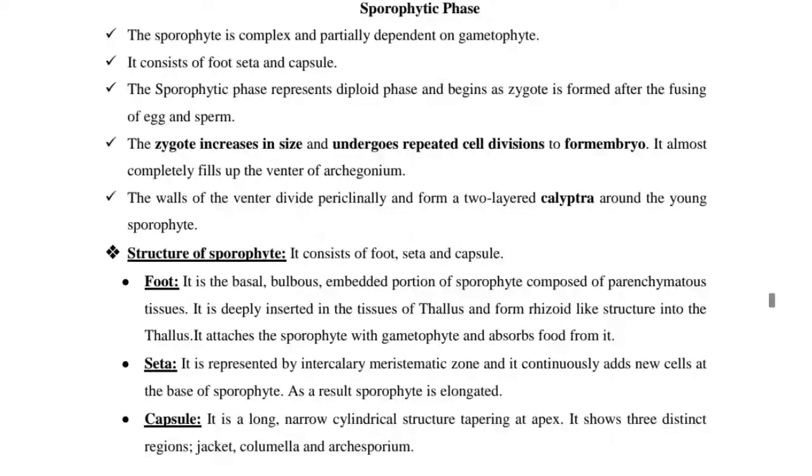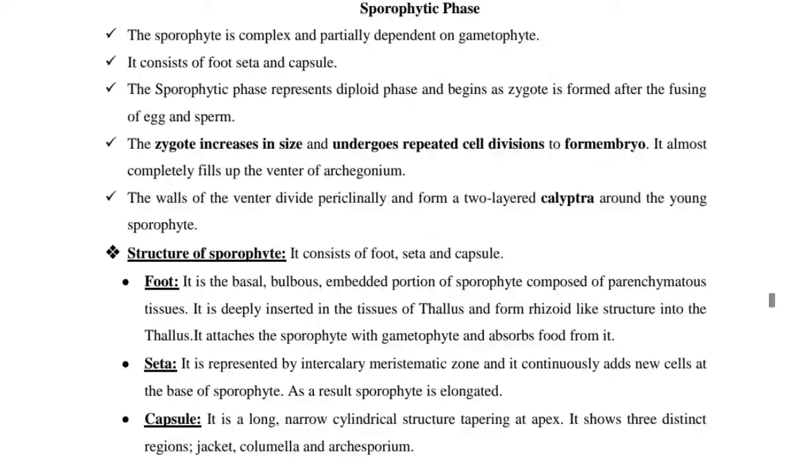Sporophytic phase. The sporophyte is complex and partially dependent on the gametophyte. It consists of foot, seta and capsule. The sporophytic phase represents the diploid phase and begins as the zygote is formed after the fusing of egg and sperm. The zygote increases in size and undergoes repeated cell divisions to form the embryo. It almost completely fills up the venter of the archegonium. The walls of the venter divide periclinally and form a two-layered calyptra around the young sporophyte.